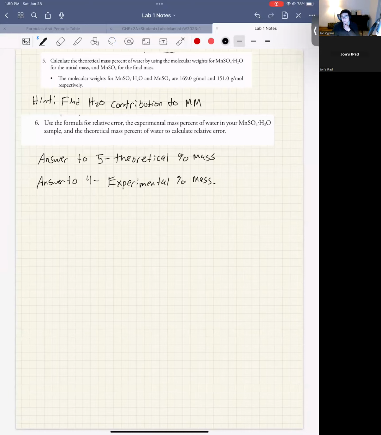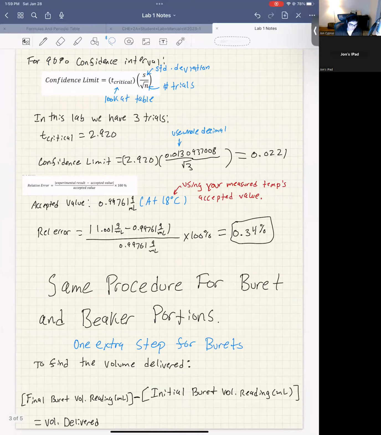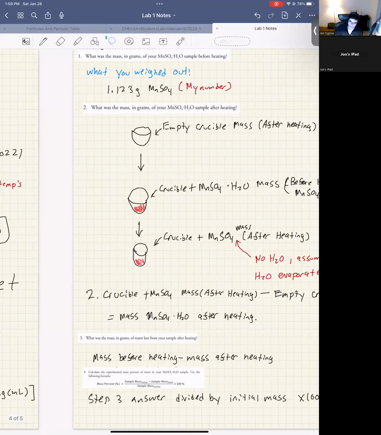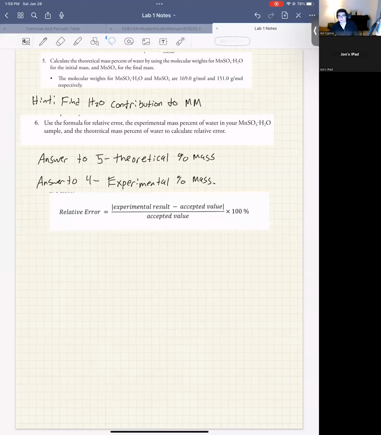Okay, and then that is it for this lab. I'm not going to plug in the numbers. It is exactly the same as that last one with the water and density. It's just that you're using different numbers here. So experimental is your experimental result for the mass percent, and then accepted value is theoretically what it would be. So it's pretty much the same, just different numbers. You're just plugging them in though.